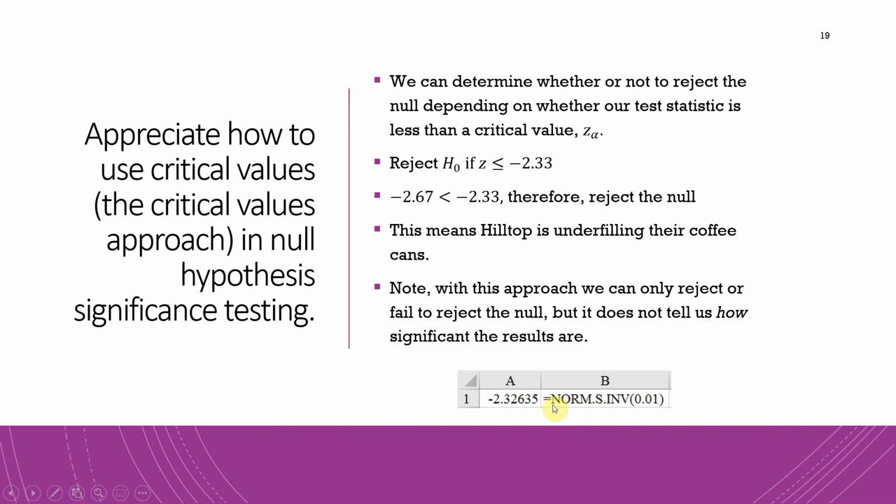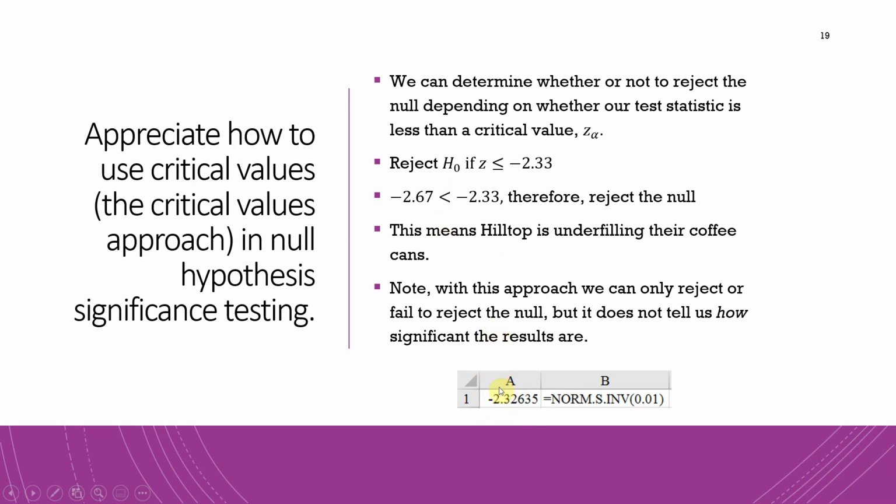That's just equal to NORM.S.INV, where we have one argument in this function, which is a p-value. So our p-value is 0.01. That will give us a z-value of negative 2.33. So this is the critical value. This is what we're comparing our test statistic to see if we should reject the null or not.